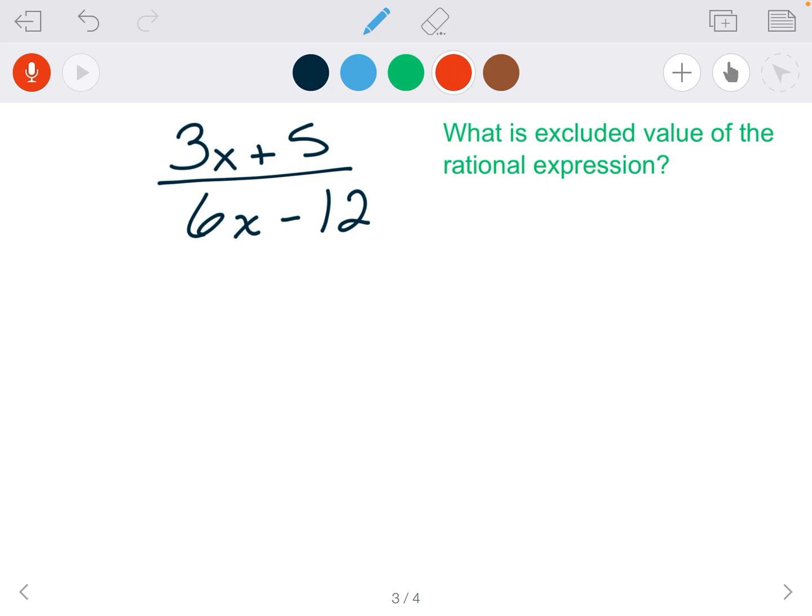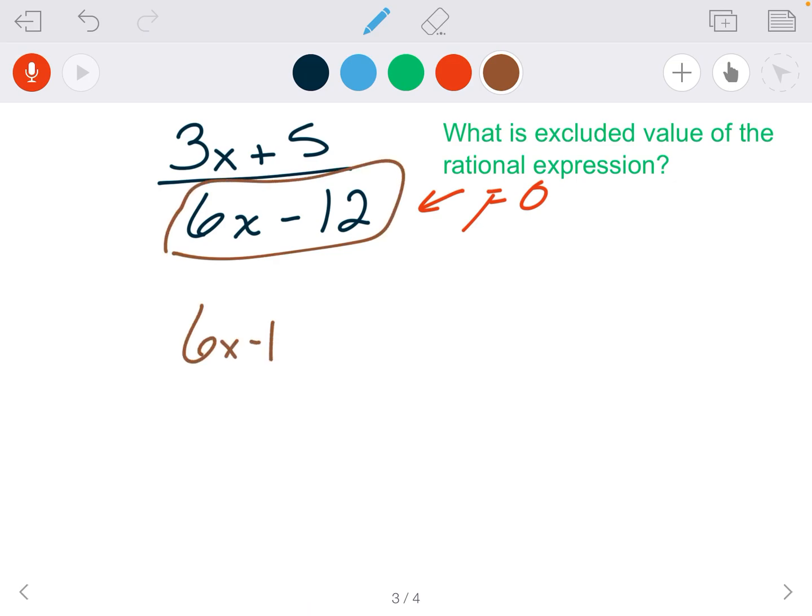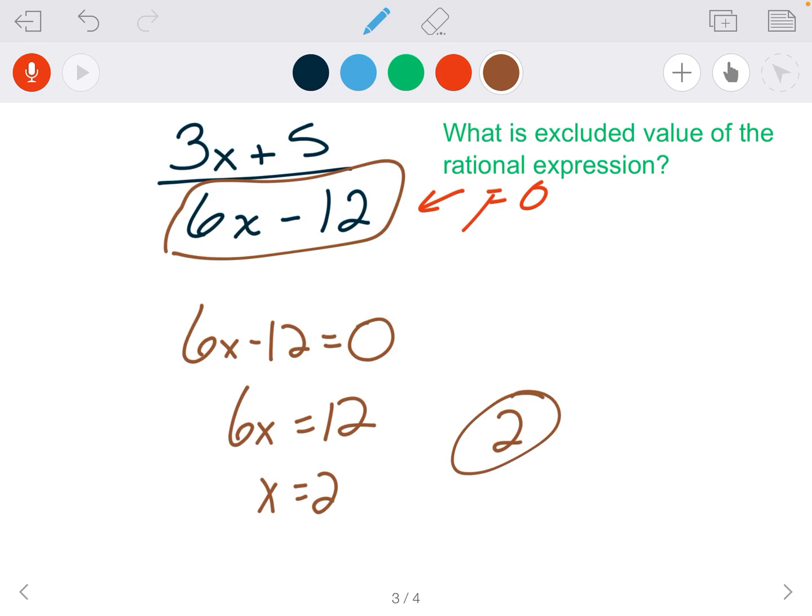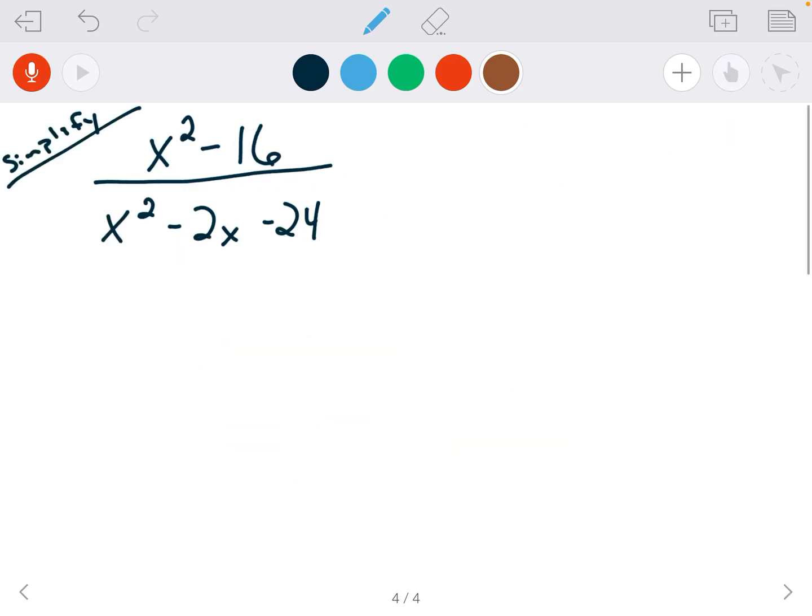All right, the next part is what is excluded from this rational expression. Well, remember, we can't have the denominator equal 0. That's a no-no. So all you're doing is taking the denominator and setting it equal to 0 to find that value of x. So add 12 to both sides, divide both sides by 6. So the excluded value is 2. X is 2. That's your excluded value. Yours is similar to what I just did.